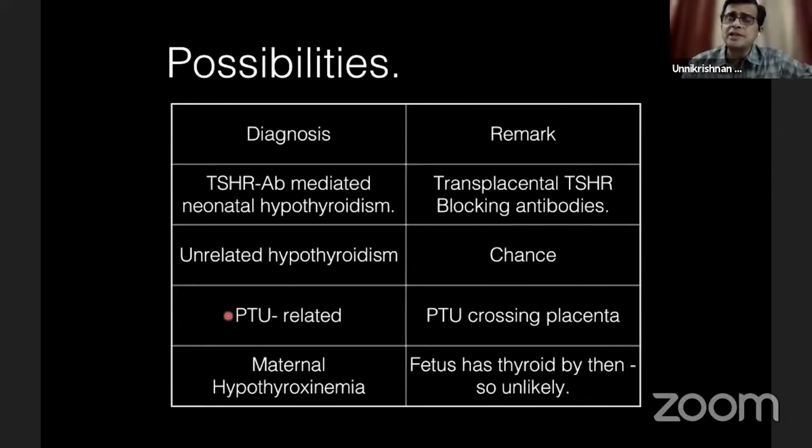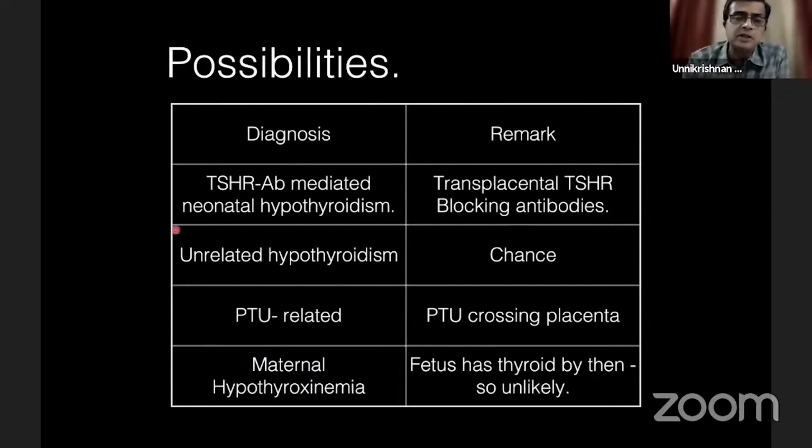It could also be that in those days, this patient was treated with propylthiouracil. It is possible that propylthiouracil crossed the placenta and had caused fetal hypothyroidism. But remember, this baby did not have a goiter, so that was an unlikely scenario. The fourth possibility is that giving propylthiouracil to the mother as an antithyroid drug may have induced maternal hypothyroxemia, and that hypothyroxemia may have caused fetal thyroid hormone deficiency. But remember, the fetal thyroid gland develops after 3 months. So this was the 7th or 8th month. So the fetus has a thyroid by then.